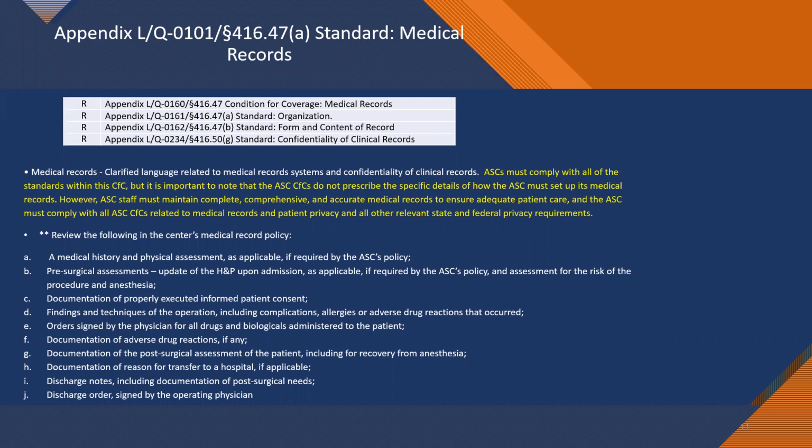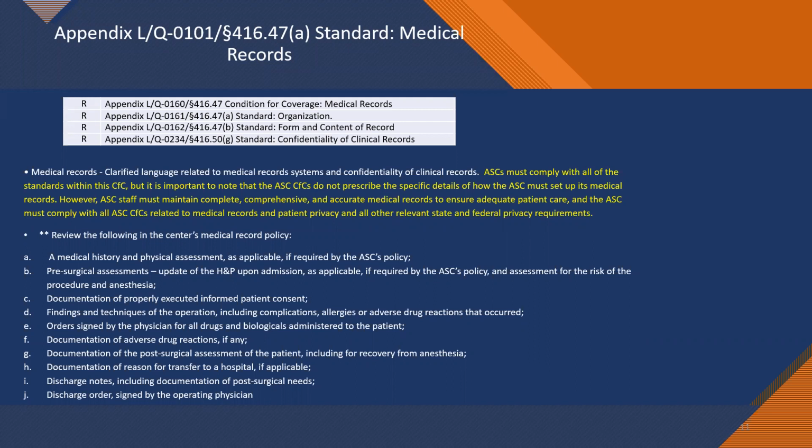privacy requirements. The review of the center's medical record policy is that your policy must include the medical history and physical assessment as applicable if required by the ASC's policy. So your medical history and physical assessment policy can specifically identify what your requirements are in your center, and then you're required to follow them. A pre-surgical assessment: you need to update the H&P upon admission as applicable if required by the ASC's policy, and an assessment of the risk of the procedure and anesthesia.